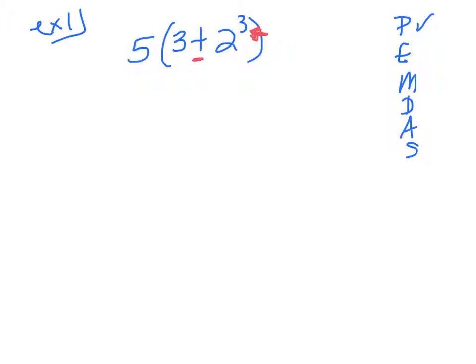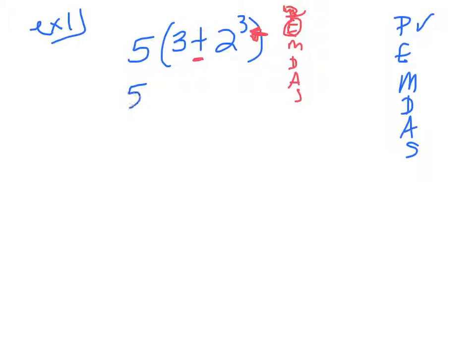How do I know which one I do first? Do I add first and then cube something? No, I need to follow PEMDAS inside the parentheses as well. So there's almost like a mini problem here. When I look inside the parentheses, is there another set of parentheses? No, so I can get rid of that. Is there an exponent? Yes, so that's what I need to take care of.